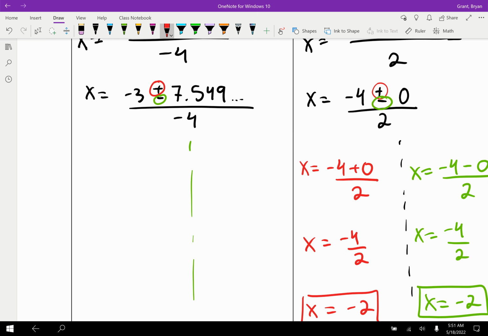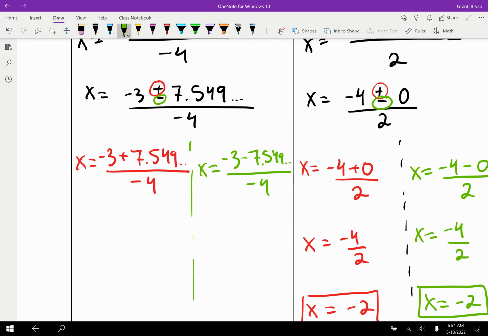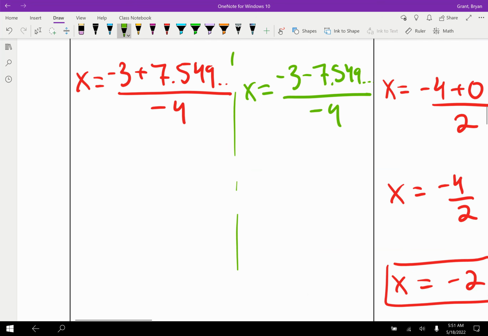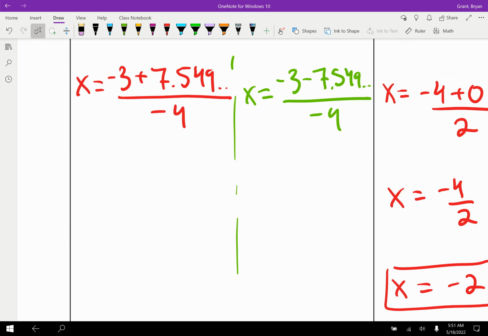We're going to do one equation that uses the plus, so -3 plus 7.549 whatever over -4, and of course one equation that uses the minus. -3 minus 7.549 whatever over -4. And then it's calculator time. So we're going to go through, and I'm actually going to do all of this at once on my calculators to see what we get. Not only will that save me some space, but it will also be a little bit more accurate. And in fact, we're going to discuss a couple accuracies in just a second.